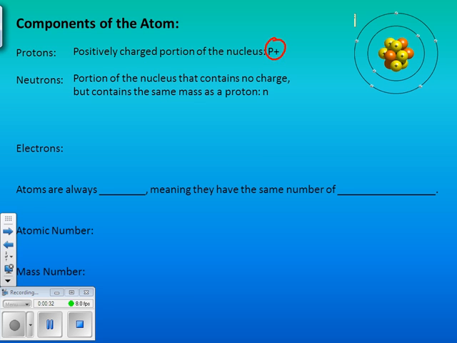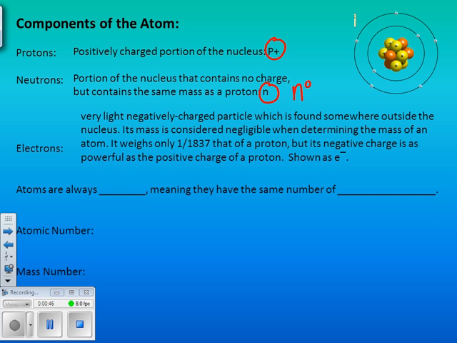Next one, neutrons: the portion of the nucleus that contains no charge, but contains the same mass as a proton. A lot of times you'll see it written with an N, and sometimes you might even see it with an N and a little zero for no charge.